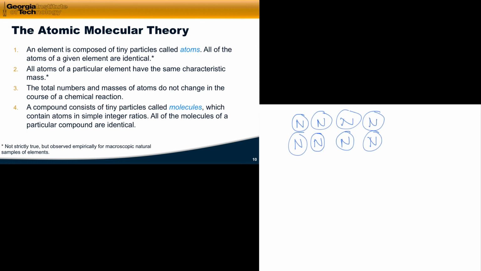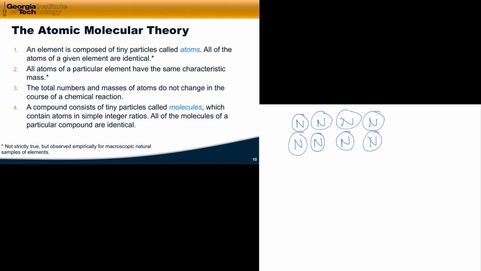In the course of a chemical reaction, the total numbers of masses and atoms involved does not change. That's the law of conservation of mass really recast into the atomic molecular theory form. Atoms combine, and they do so such that their total mass remains constant, and the number of atoms present and the types of atoms present remains constant. And then finally, a compound consists of tiny particles called molecules, which contain atoms in simple integer ratios. All of the molecules of a particular compound are identical.